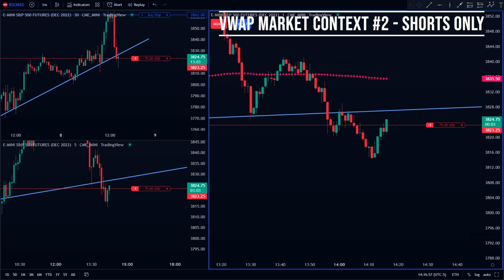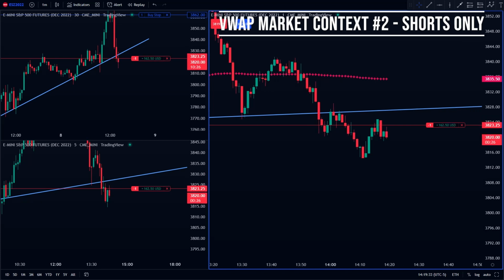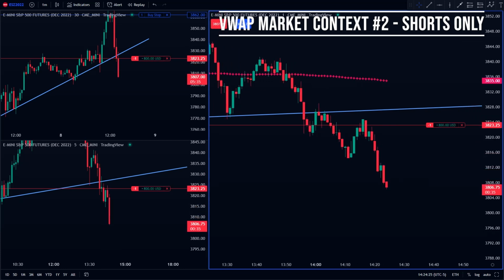For my stop loss, I can use the previous local high or I can use the VWAP, because if price got above the VWAP, then the market context that I have in my mind would be invalidated. On top of that, the price would be closing above the trend line, invalidating my broken trend line criteria. So here I'll speed it up so you don't have to sit through it in real time. As you can see, the price has a strong reaction to the downside.